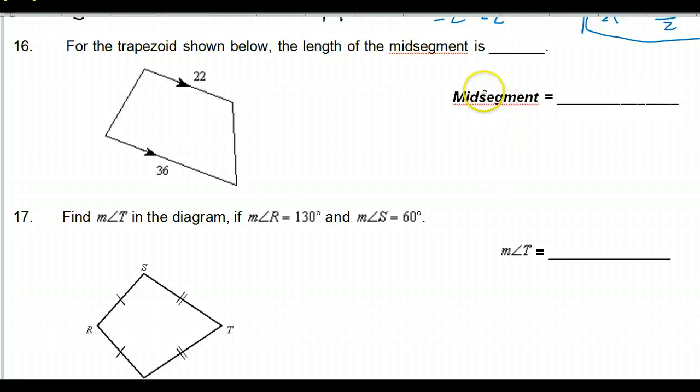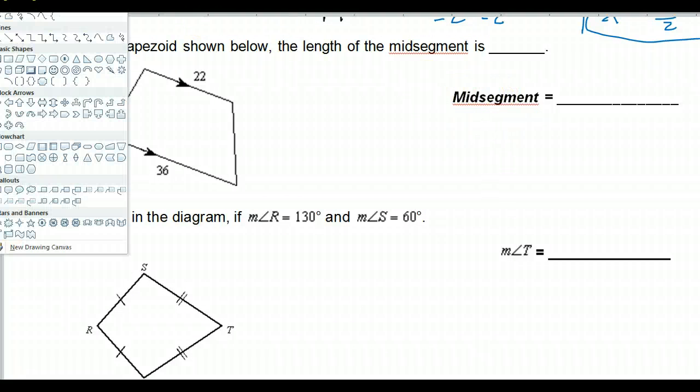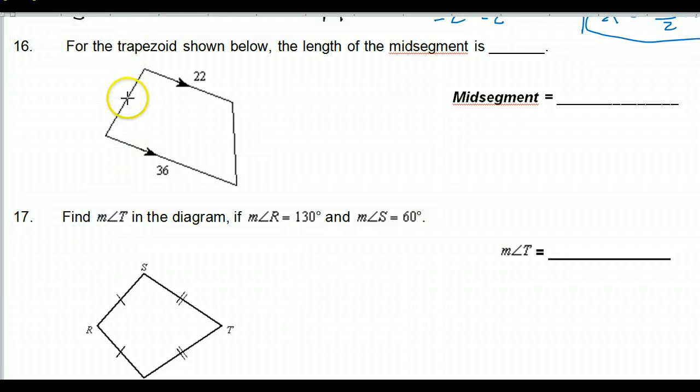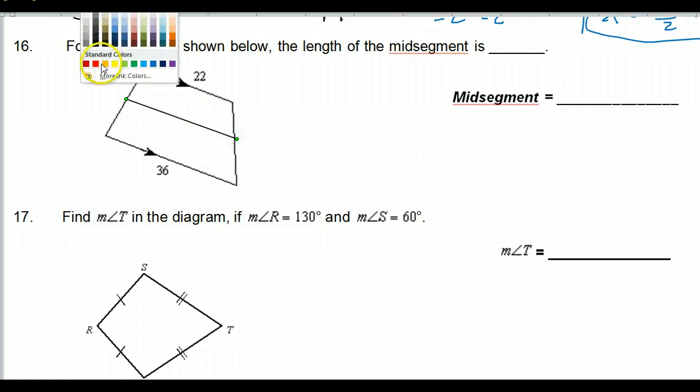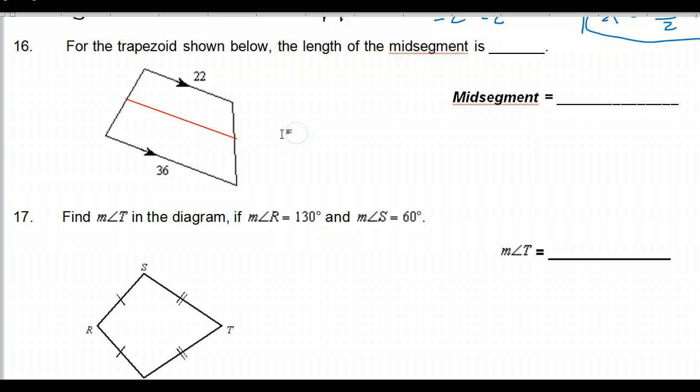Okay, number 16, mid-segment. Well, mid-segment is the segment that connects the midpoints of a trapezoid. So maybe this is about the mid-segment right here, something like that. Anyway, maybe it's a little lower, but it's the average. The mid-segment is the average of the two bases as far as the length of it goes.